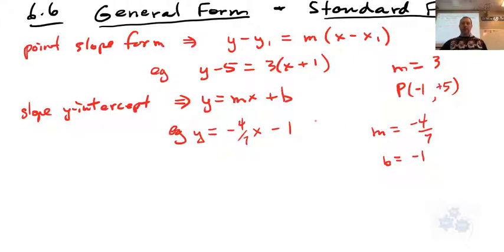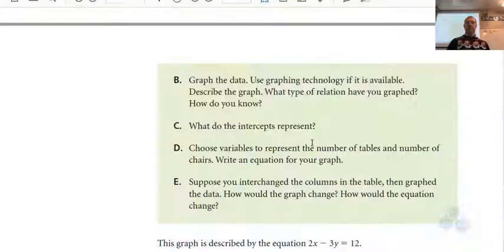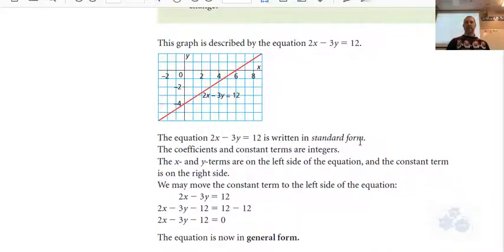Standard form. Okay, so if you get your textbook out, it's kind of hidden in here what standard form looks like. Here is a form of a line where the x and the y are on the same side of the equation. Okay, we haven't had that yet. This is on page 378. Page 378. Okay, it's in 6.6, but it's on page 378.